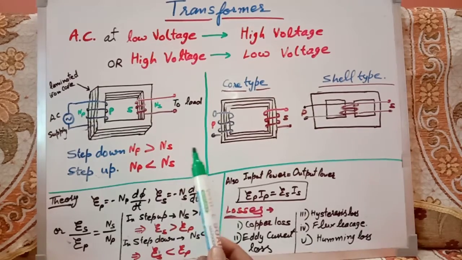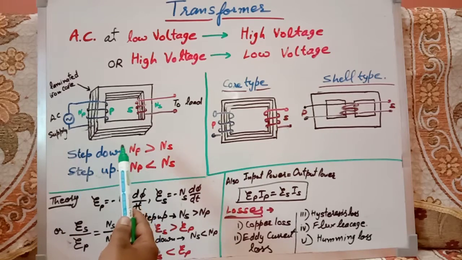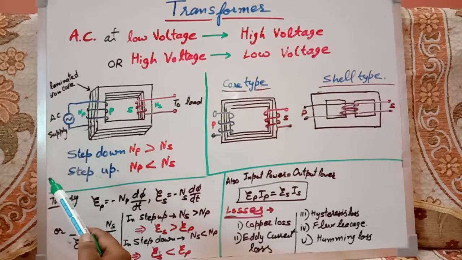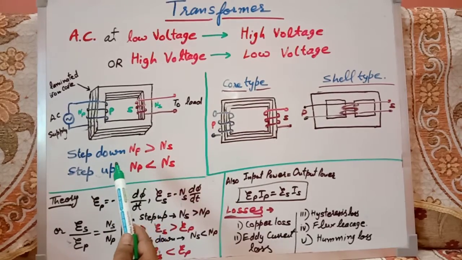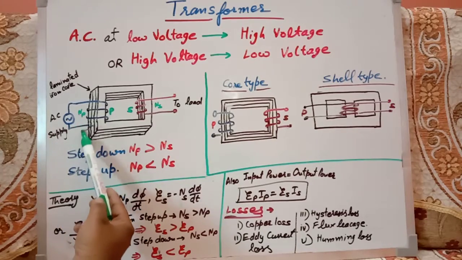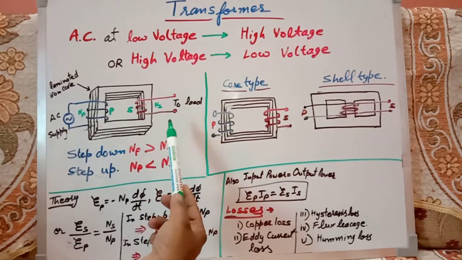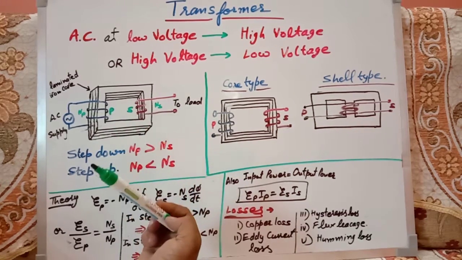And first of all, what is the principle of a transformer? It works on the principle of mutual induction, that is, when a changing current is passed through one of the two inductively coupled coils, an induced EMF is set up in the other coil. Clear? If a changing current passes through one coil, then an induced EMF is set up in its neighboring coupled coil.